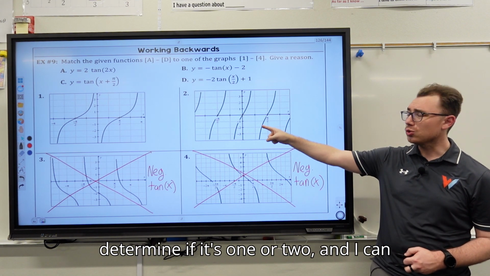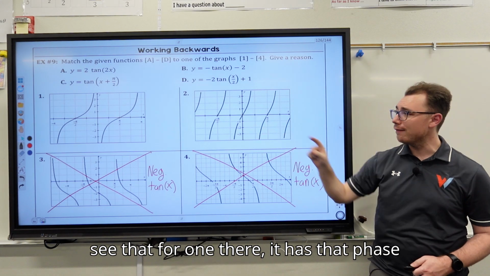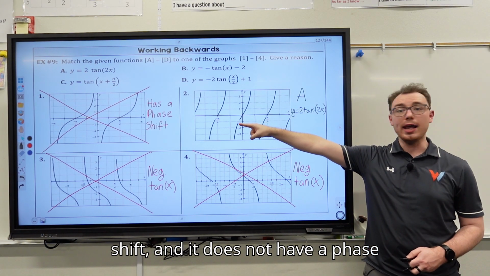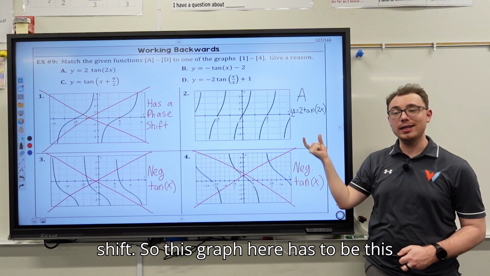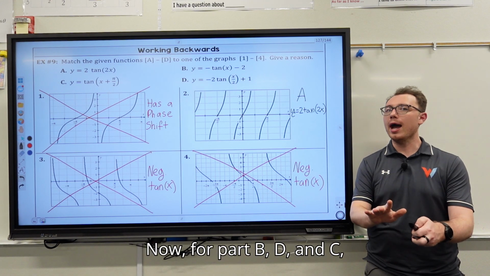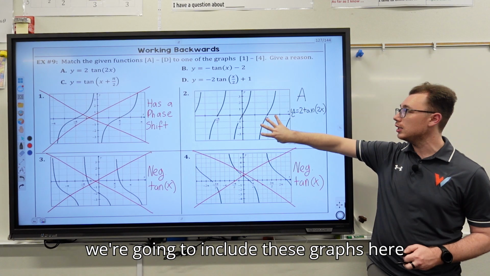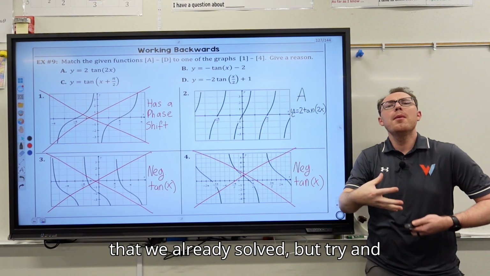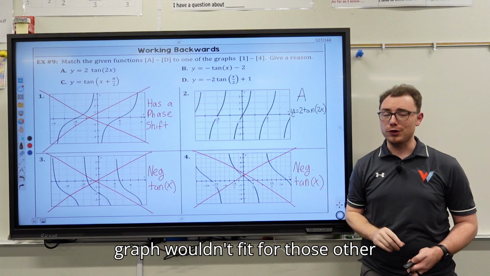Now I need to determine if it's 1 or 2, and I can see that for 1 there, it has that phase shift, and 2 does not have a phase shift. Part A does not have a phase shift. So this graph here has to be this y equals 2 times tangent of 2x. Now, for parts B, C, and D, we're going to include these graphs here that we already solved, but try and provide some explanation as to why this graph wouldn't fit for those other graphs.